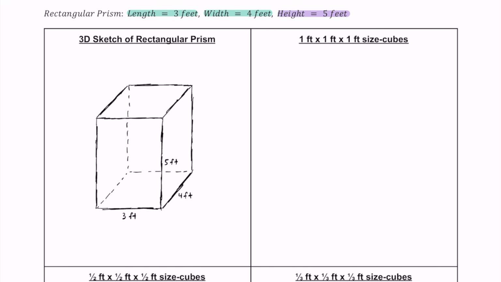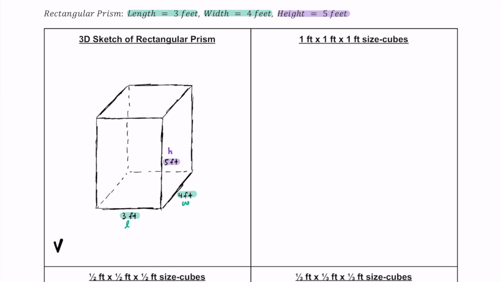Alright, so here is a sketch of this rectangular prism. We have a length of 3 feet and a width of 4 feet, and we have a height of 5 feet. 3 and 4 are each going to represent the length and width, while 5 is going to represent the height. Now that we have a sketch of this rectangular prism, let's figure out the volume.